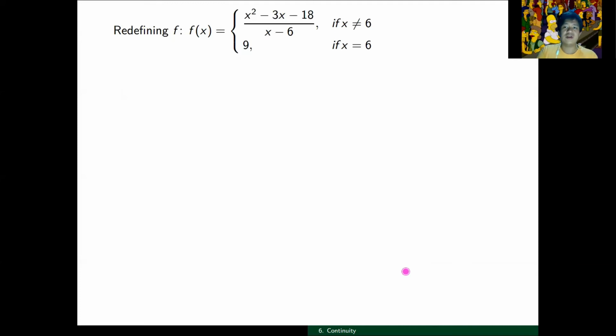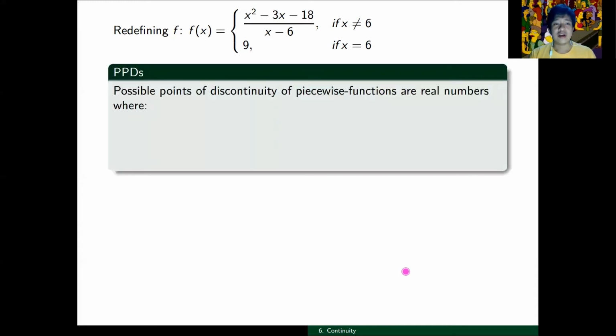Okay? Good. Now, for the rest of this discussion, we will focus on discussing the continuity of piecewise defined or your split functions. So first, we have to know what are your PPDs. PPDs or possible points of discontinuity are your suspects kung saan pwedeng maging discontinuous ang isang piecewise function. So ano-ano yun? Mga possible points of discontinuity. Una, yung mga numbers kung saan nahahati yung domain ng iyong piecewise function. Those are some of your PPDs.